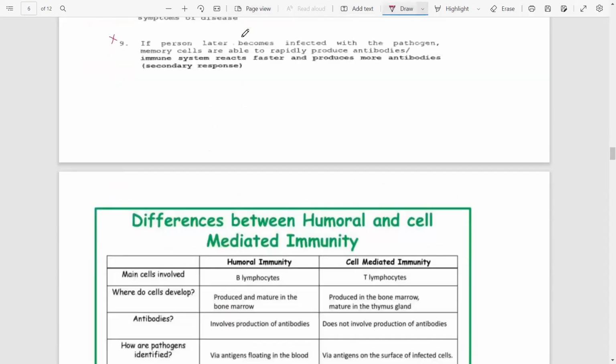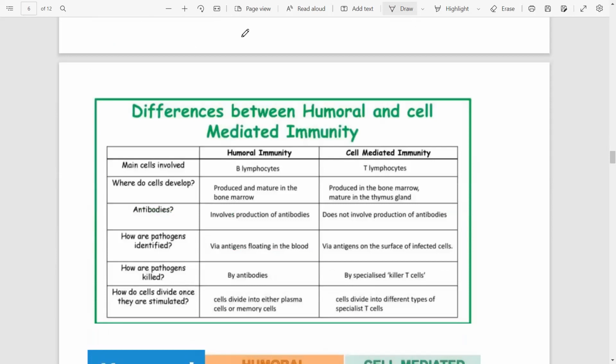All right, so we're moving on to a discussion about humoral and cell-mediated immunity. Let's look at this one. What is the difference between humoral and cell-mediated immunity?